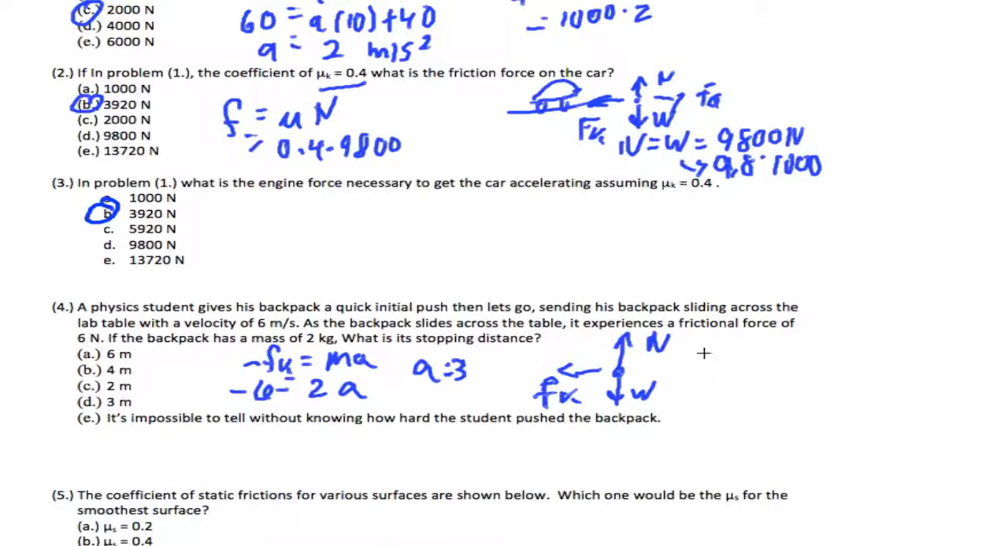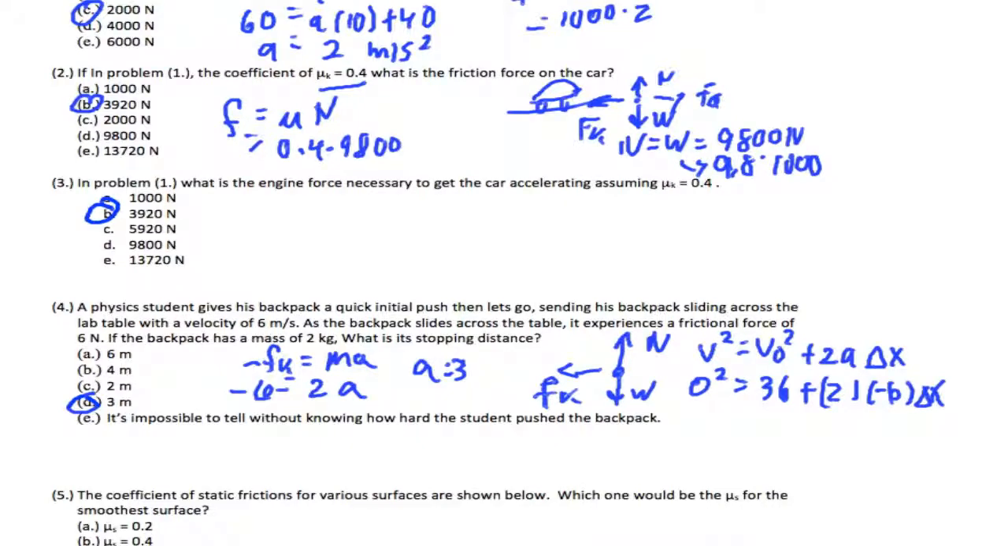Now we need to know the stopping distance. To do that, we're going to use v squared equals v naught squared plus 2a delta x, and delta x is what we're solving for. I end up at a speed of 0, starting from a speed of 6, which I square, gives me 36, times 2 times negative 6 times delta x. So when I go ahead and solve, I'm going to end up getting a distance of 3 meters.